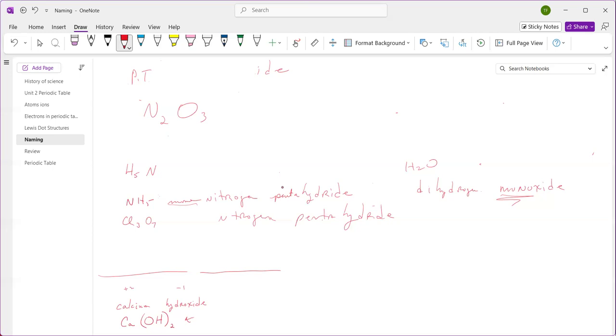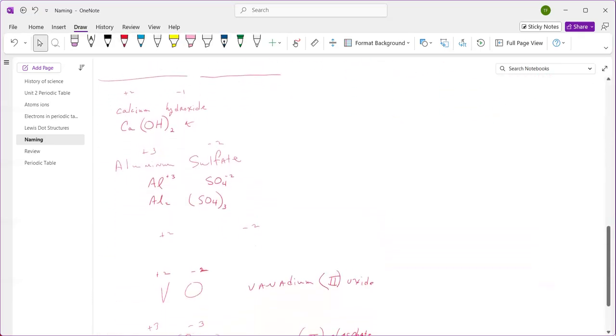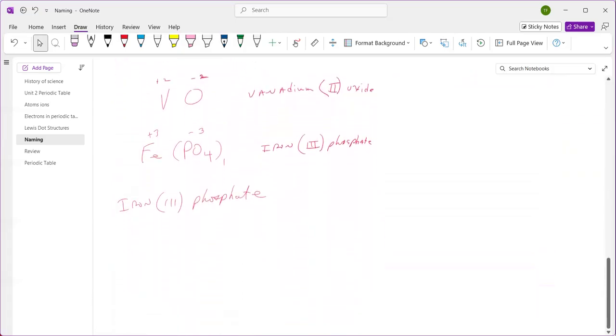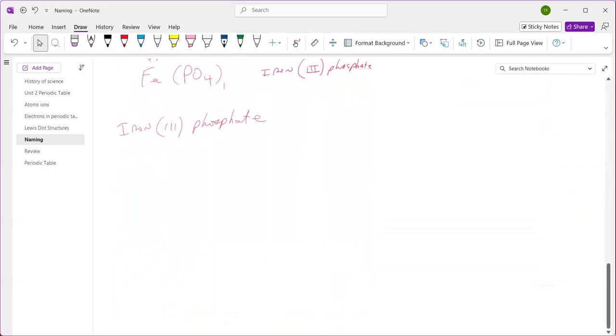Okay, so that's kind of it. Then it's a matter of lots of practice. Now you're going to find sometimes the ion is not on the common ion chart. These are common ions, not all the ions. So look first here. If it's not here, then look at the formula.